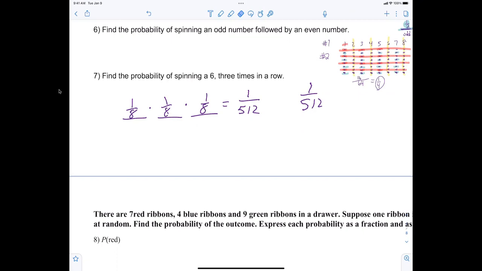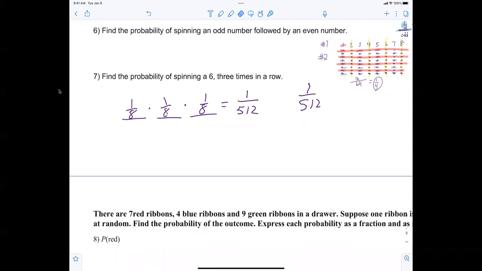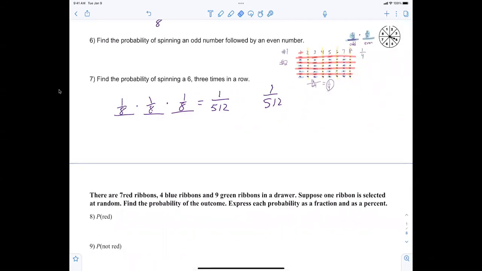1 out of 512. Now you guys are thinking a little bit, right? All right. Very nice. Any specific number, yeah, it's going to be 1 out of 512. Exactly. All right. Now, what if I said to you, what's the probability of getting the same number 3 times?